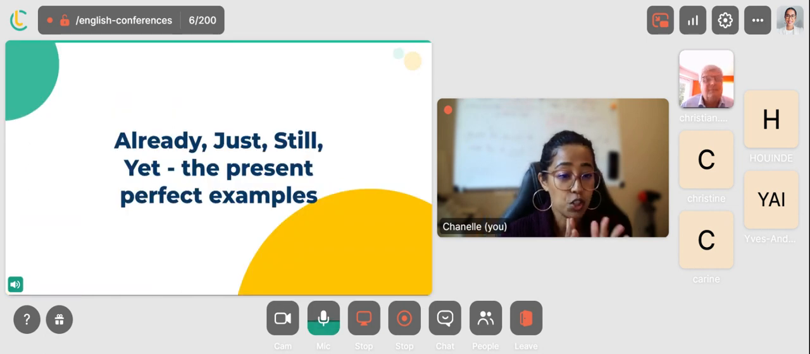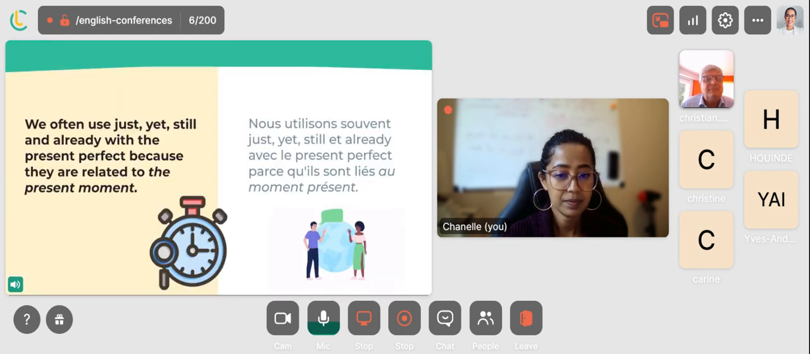Already, just, still, and yet. And these are the present perfect examples. We often use just, yet, still, and already with the present perfect because they are related to the present moment. Okay, so let's have a look at that in more detail.